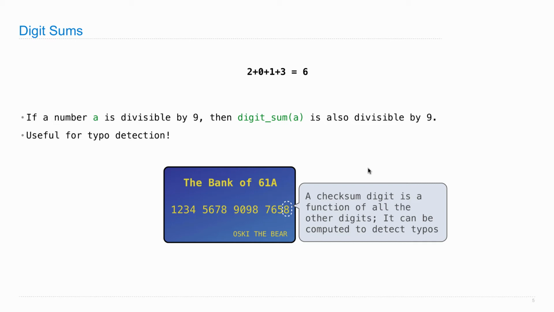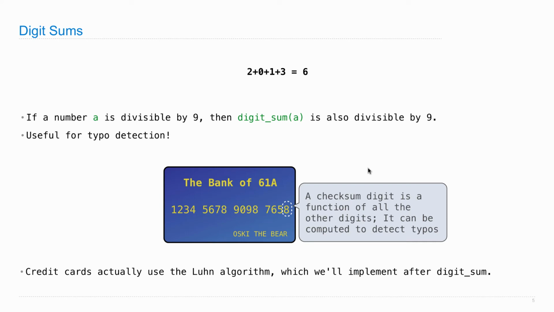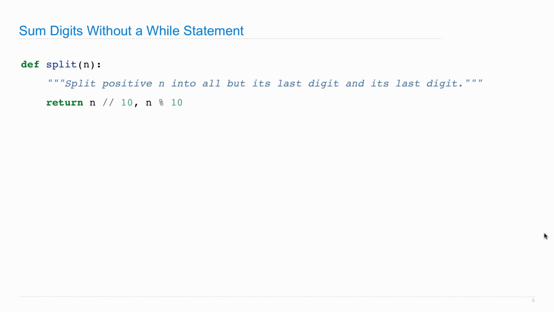Now, the checksum digit is actually not just the sum of the other digits. It's something slightly more complicated, which we will compute later in this class, but we're going to start out with digit sums, and then we'll look at the actual algorithm that's used in order to compute checksums for credit cards. Okay, so we're going to sum digits without actually using a while statement. You could probably figure out how to sum digits on your own already, but without using a while statement will require recursion.